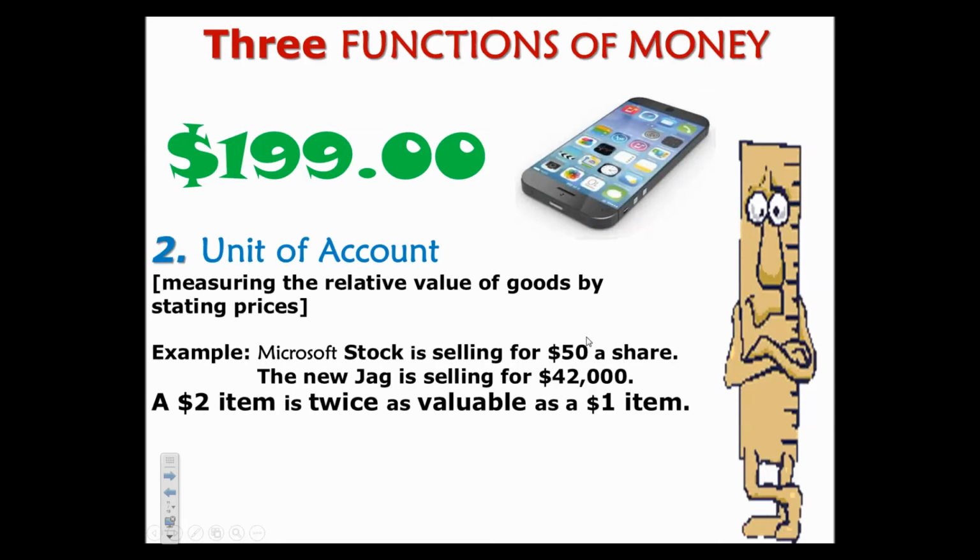Okay? The second function of money is as a unit of account. All right? So basically, money has to serve as a medium of exchange. That means everybody accepts it. But then it also has to serve as a unit of account. And what we mean by that is that it measures the value of things. Okay? So for example, this phone cost $199. Okay? We just used money to determine what it's worth. Okay? So unit of account is measuring the worth of things.